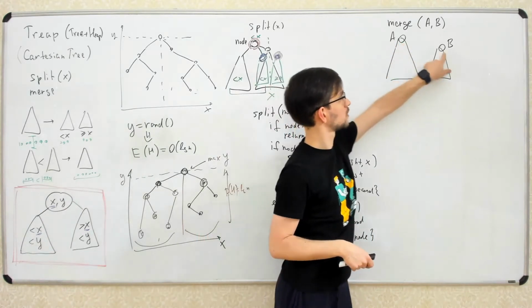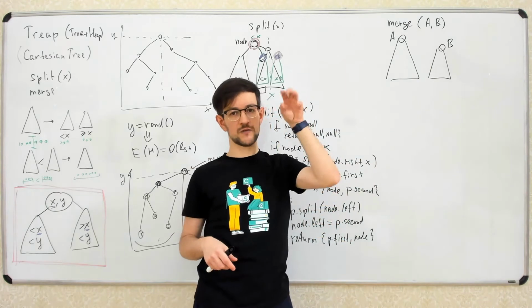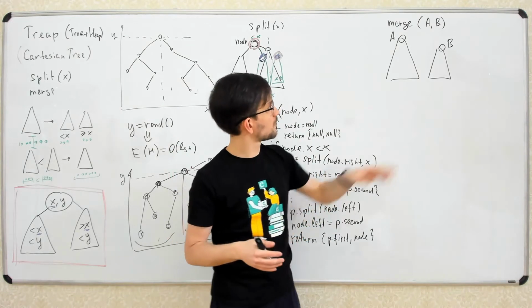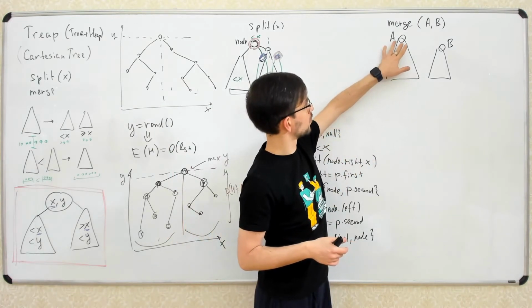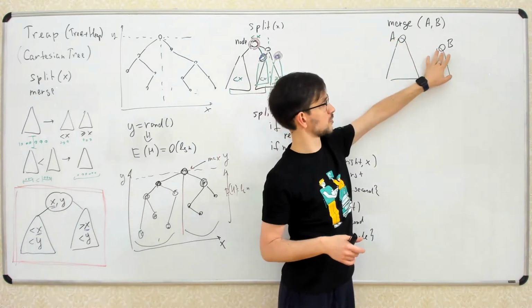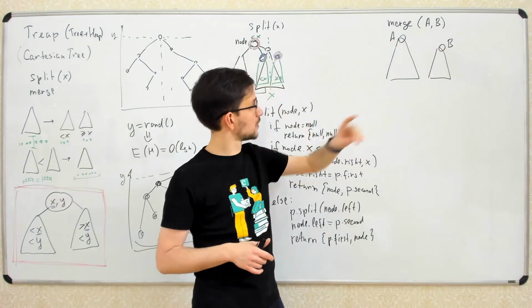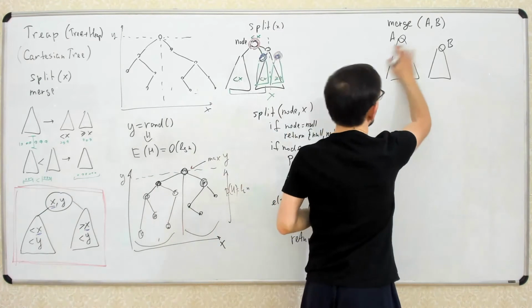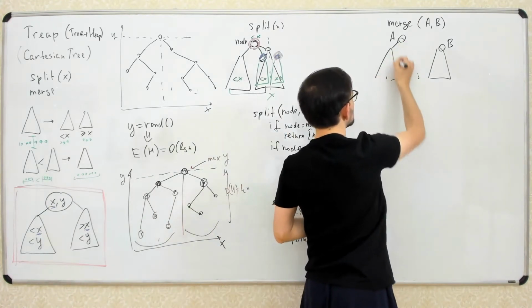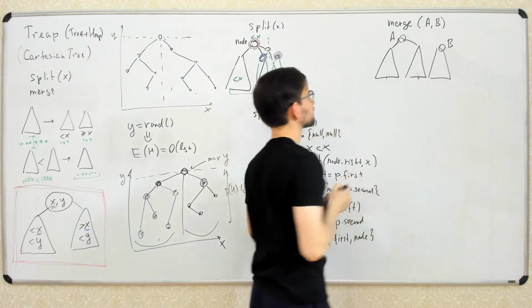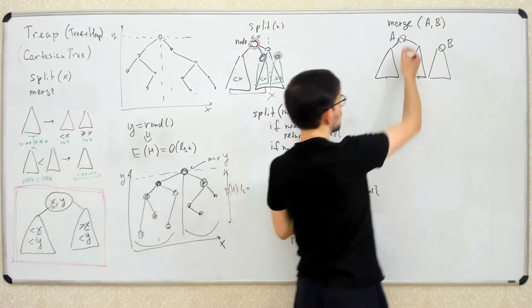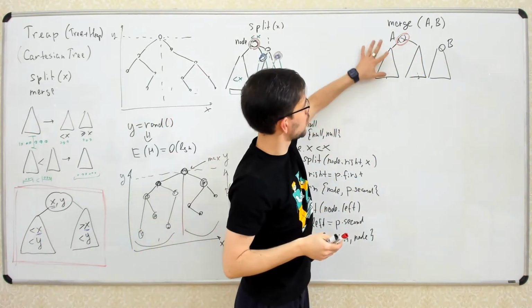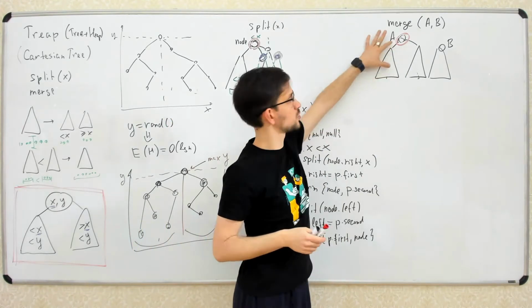So let's look at the roots of these two trees. Check which root has the maximal value of y. This element must be the root of the merged tree. For example, if the y coordinate of this A is greater than the y coordinate of this B, then this root will be the root of the whole tree. Now it has two subtrees. All these elements must be in the left subtree, so we just don't change this.